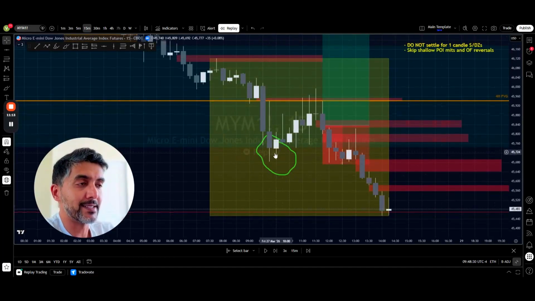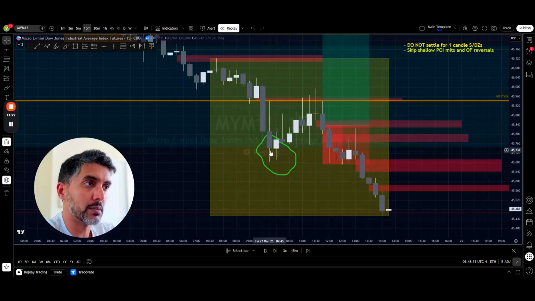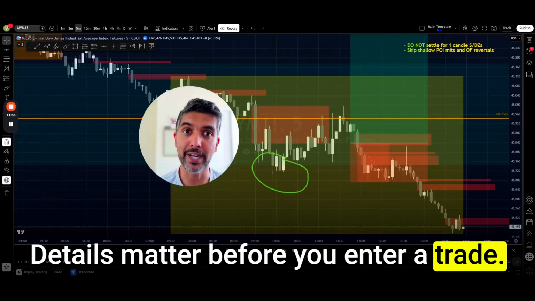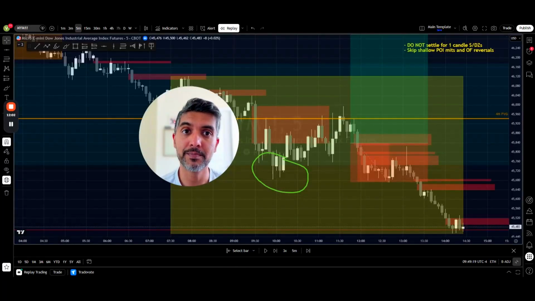However, the learning again is that we should have taken pause when we observed that sellers had closed below this key fair value gap level. And that should have been a signal to maybe not take the trade here. And so the key lesson is this: details matter before you enter a trade, not just after. And when I went back to review this trade, it was only then that I noticed the key detail that could have saved me from this loss. Seeing that detail would have kept me out of a losing trade.